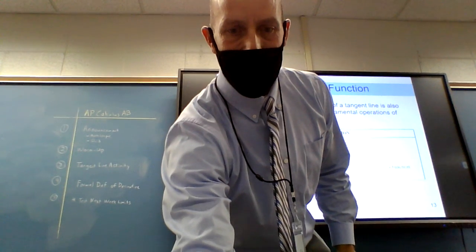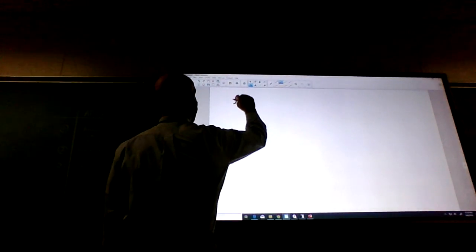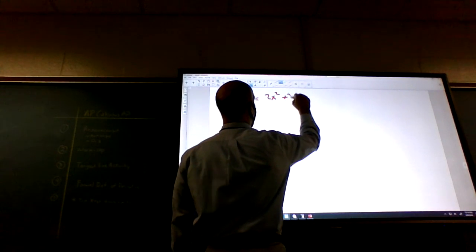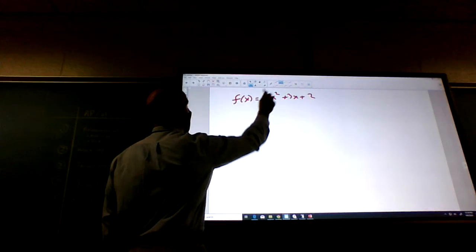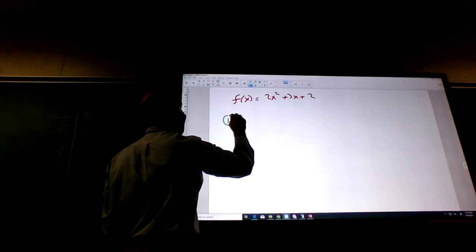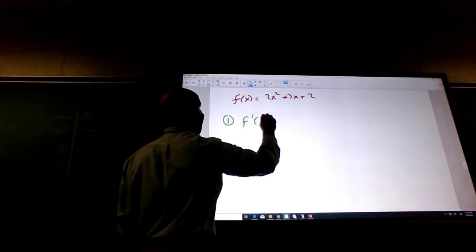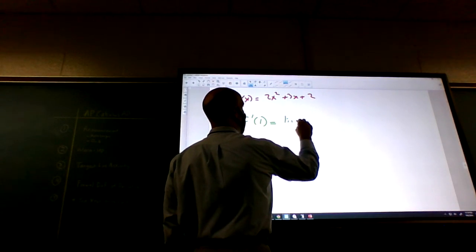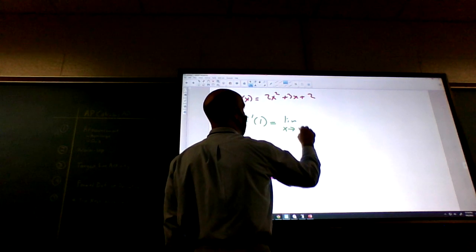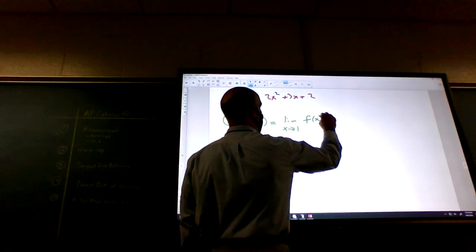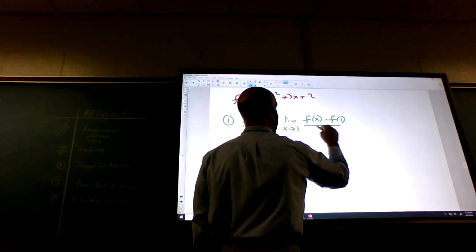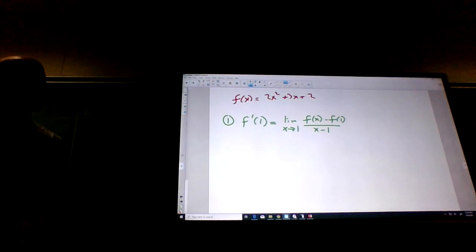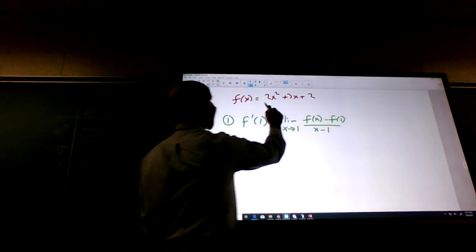And I recorded myself. So we've got that f of x is equal to 2x squared plus 3x plus 2. And the first thing that I've asked you to do is to find f prime of 1. And I asked you to use the alternate definition, which means you need to do the limit as x goes to 1 of f of x minus f of 1 over x minus 1. So this is what you need to work out. It's a limit. What is f of x? Well, it's right there, right?